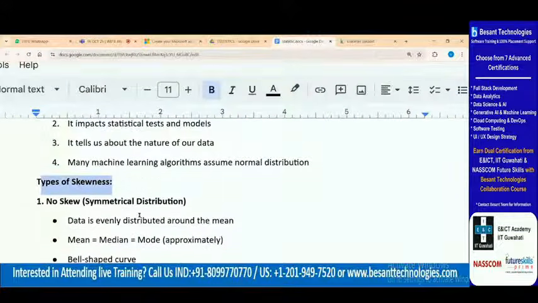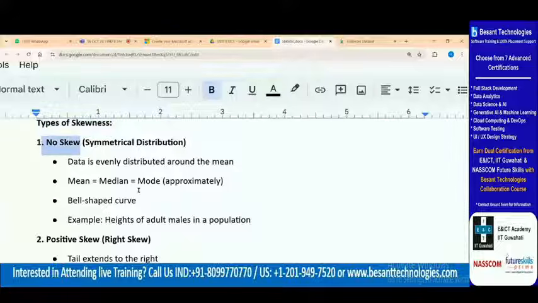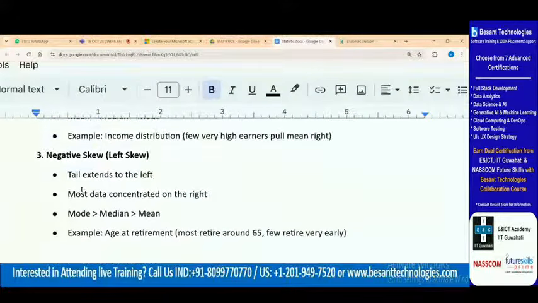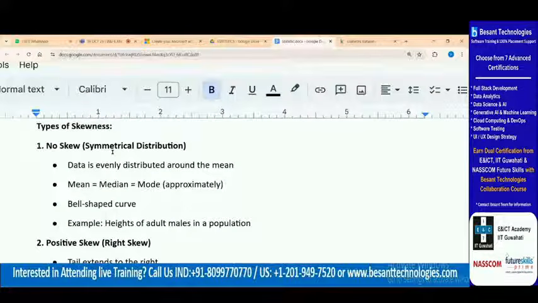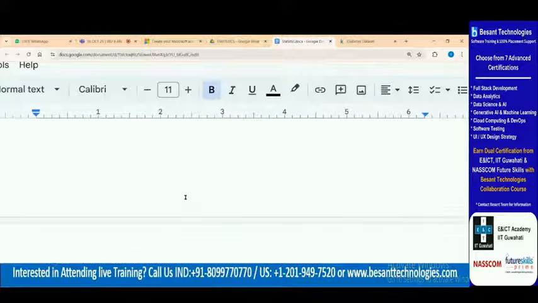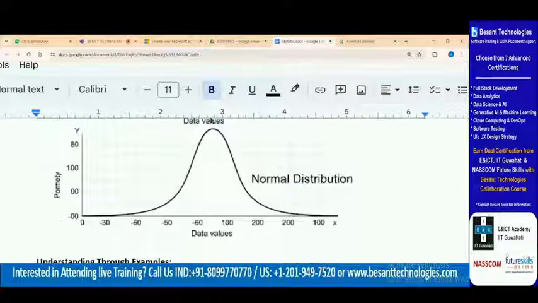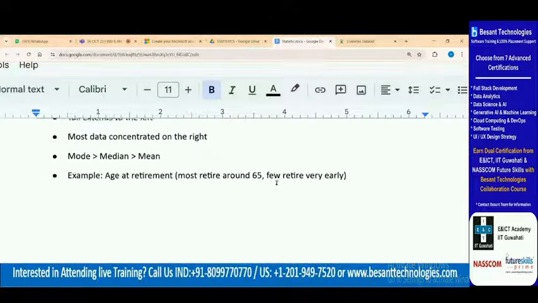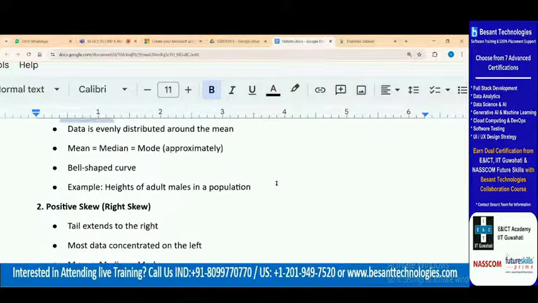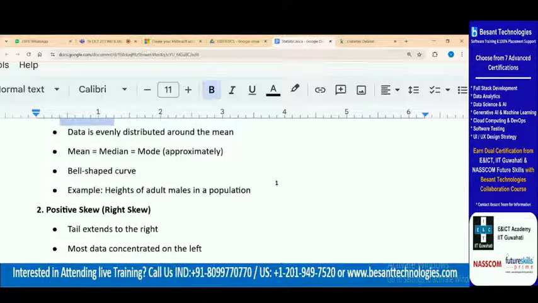Again, skewness is of a few types. One is no skew, positive skew, and negative skew. No skew means the data is evenly distributed around the mean like this, which is a normal distribution. You can say this is a no skew also, which is like a bell-shaped curve.